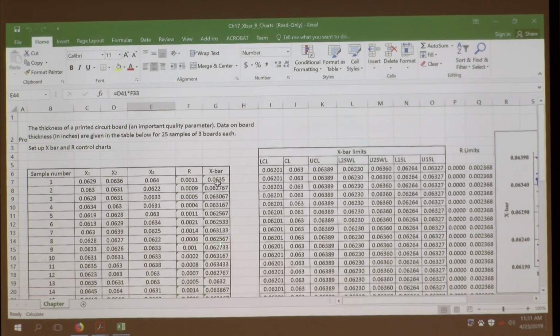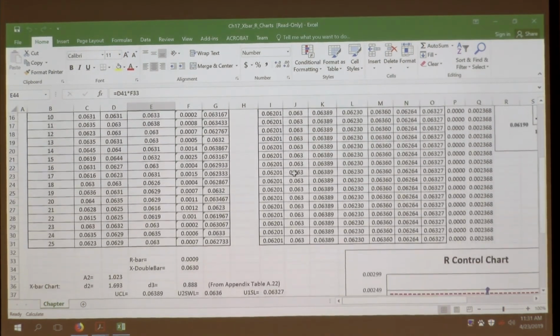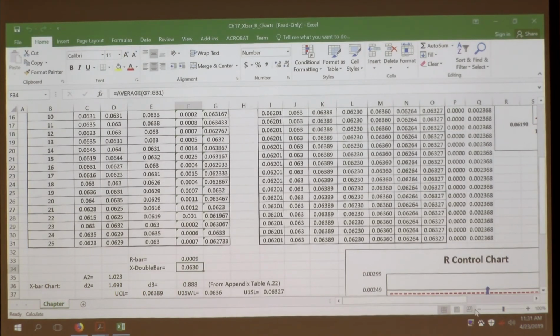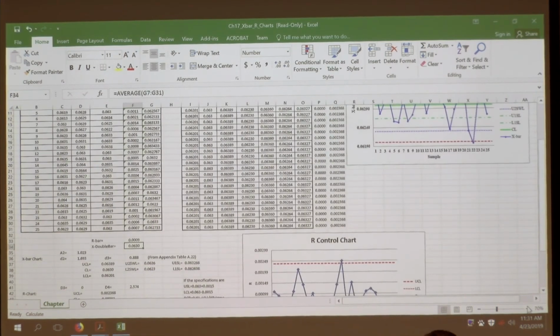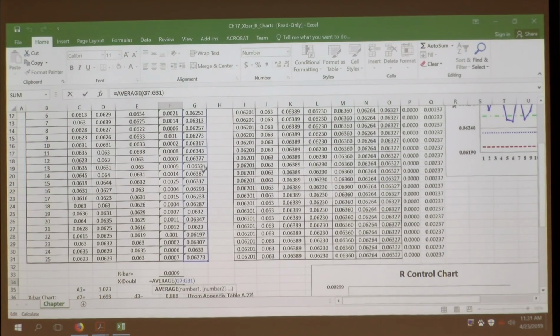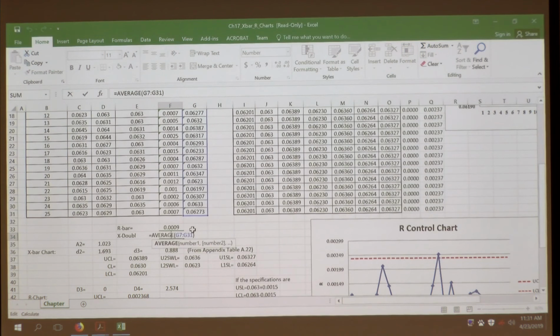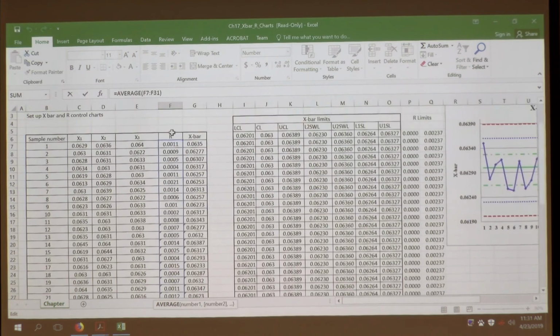Now we're going to monitor this X bar. In order to get the upper control limit, first I need to get the center line. How to get the center line? The first one is the double bar. How do we get the double bar? This double bar is actually the average of this column, the global average, and this will be our center line. And this is R bar. R bar is the average of this range column.